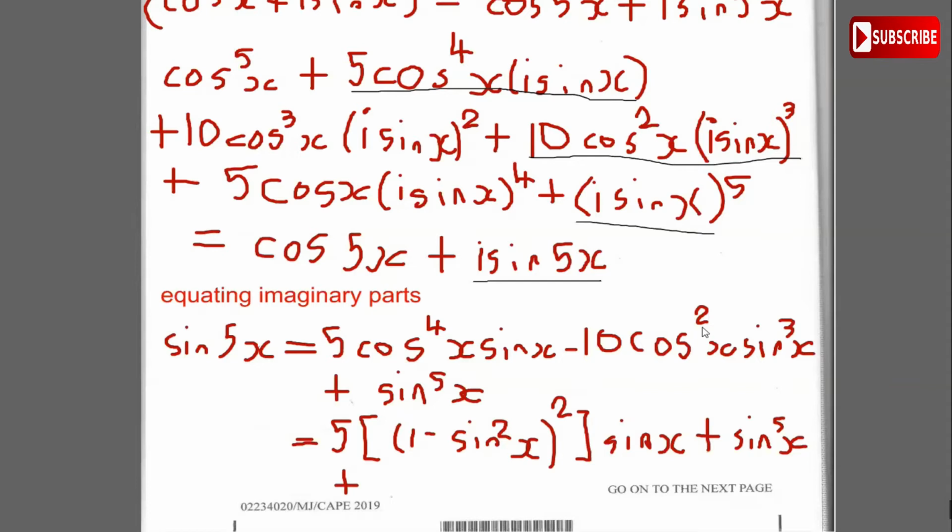Plus, then right here now, I'm going to change the cos squared to 1 minus sine squared, so it will become plus 10 times 1 minus sine squared x times sine cubed x. We're almost finished, man. Two more lines. Nice. So now to expand out 1 minus sine squared, that's going to be first term squared, minus twice the product of the two, plus second term squared. So let's do that.